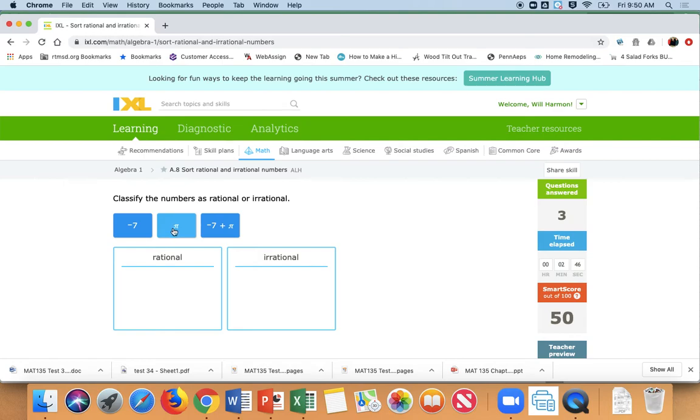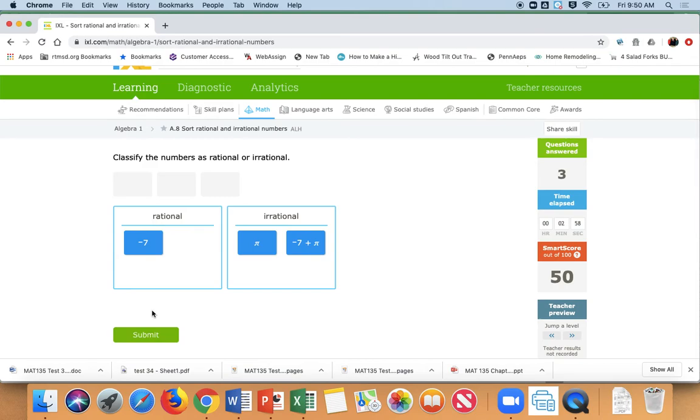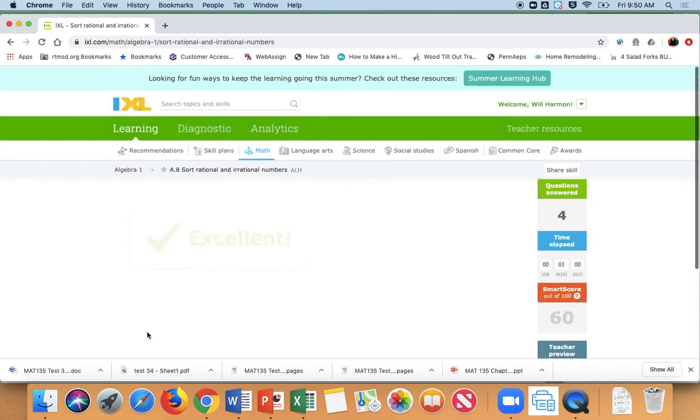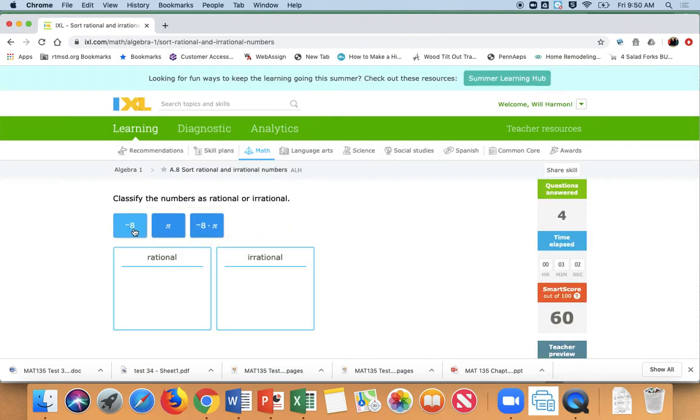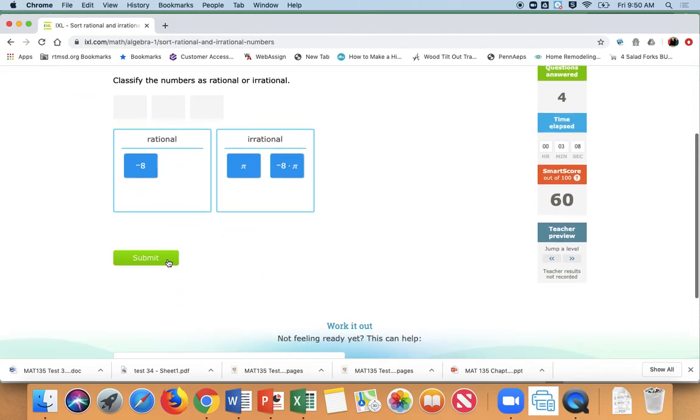Again, I told you about pi earlier. If you were listening, pi is irrational. So negative 7 plus pi, that too is going to be irrational. And then that leaves us with negative 7 is just rational. Last one here, 8 is rational, pi is irrational, negative 8 times pi is irrational.